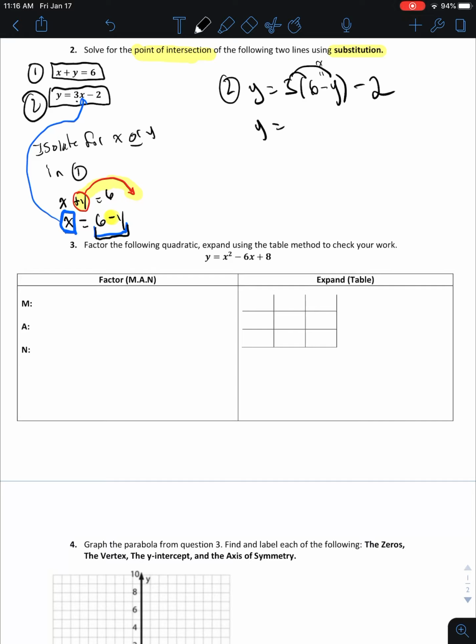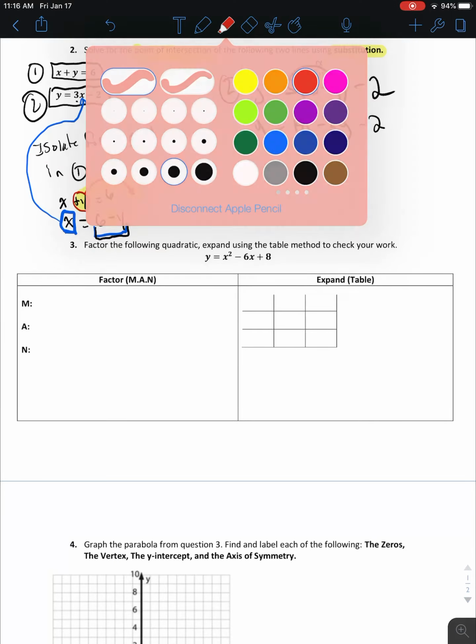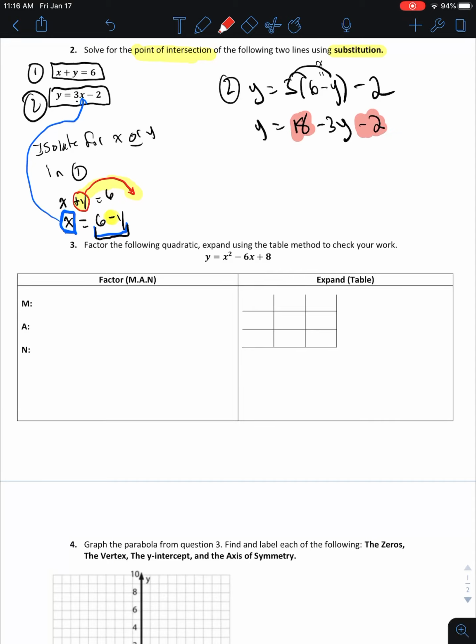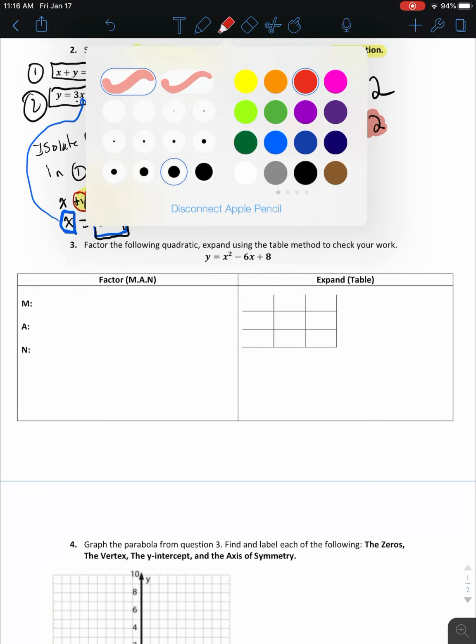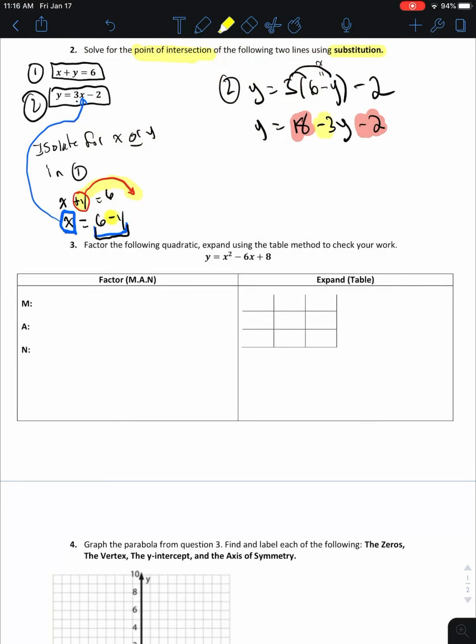Now I'm just going to expand it. I'm going to put the 3 in. So 3 times 6 is 18, and 3 times negative y is negative 3y. And then there's a minus 2 on the end. So I'm going to collect like terms. I have numbers, and I also have things with y in them. Collecting like terms simply means getting things that are similar together.